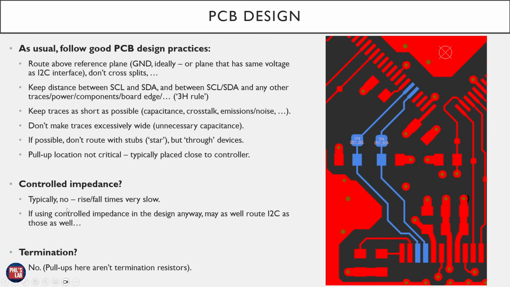Controlled impedance, is that necessary? Not really. Again, rise and fall times are very slow unless you have very, very long traces, but by then you might be running into other problems anyway. So I wouldn't route them as controlled impedance traces unless you already have controlled impedance in your design anyway. So if you're routing other signals with 50 ohms, then you might as well route your I2C signals at the same trace widths and same parameters. Termination, that isn't needed either. Pull-up resistors here aren't termination resistors, and we typically don't use termination resistors on the I2C lines.